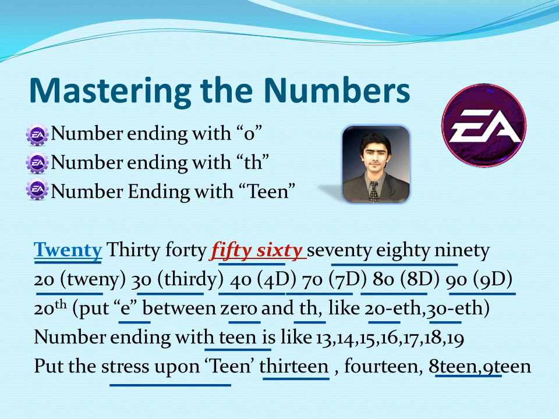The last thing, if any number ends with 0, we should say 20, 30, 40. We should put d instead of t. So that's all for now.